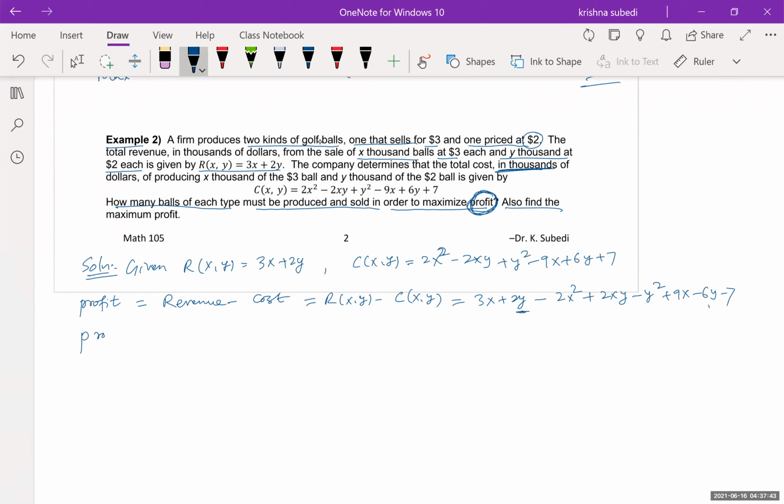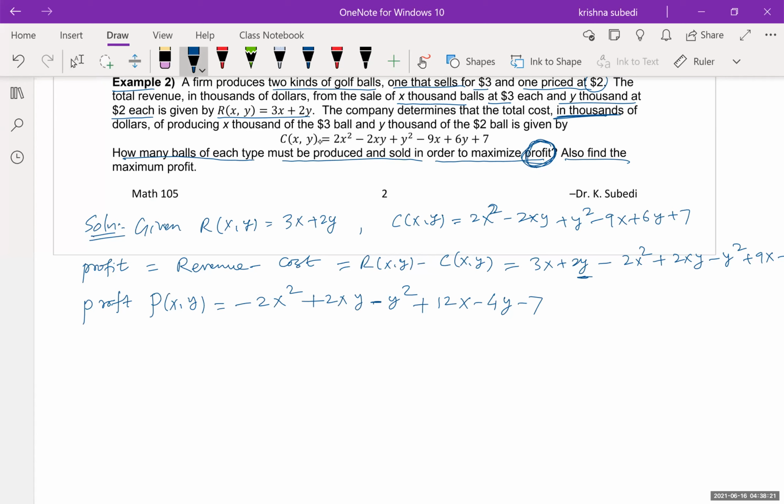So your profit function P of x,y is going to be, okay, 2x squared, there is no other 2x squared. I'm going to write negative 2x squared plus 2xy minus y squared, and plus 12x minus 4y minus 7. Okay, if you combine the like terms, then that's what your profit function is.